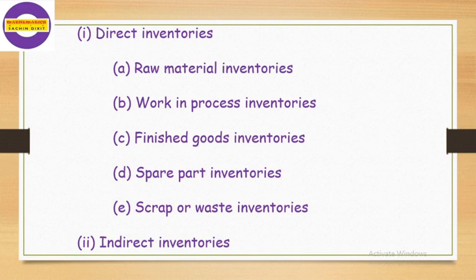Then second type of inventory is indirect inventories. Indirect inventories include those items which are necessarily required for manufacturing but do not become the component of finished work production, like oil, grease, lubricants, petrol, office materials, stationery, maintenance material, furniture, etc. All these items are included in indirect inventories.